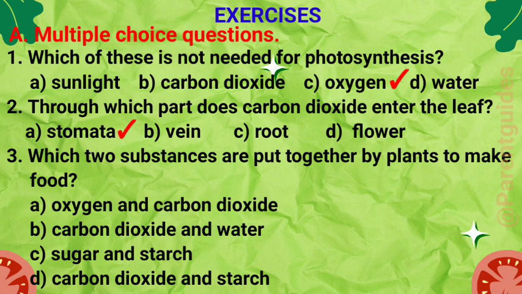Stomata. 3. Which two substances are put together by plants to make food? A. Oxygen and carbon dioxide. B. Carbon dioxide and water. C. Sugar and starch. D. Carbon dioxide and starch. Answer is B. Carbon dioxide and water.